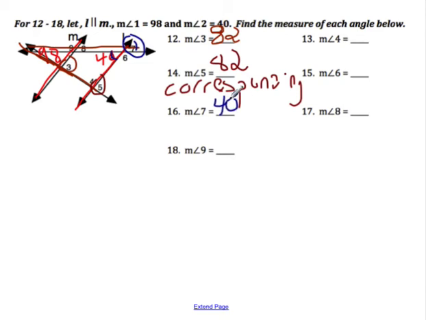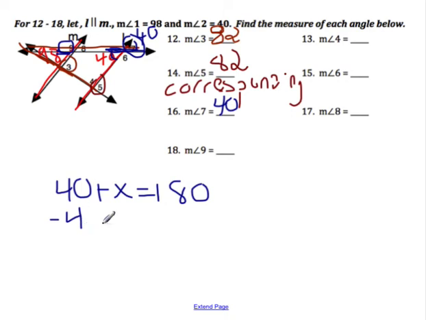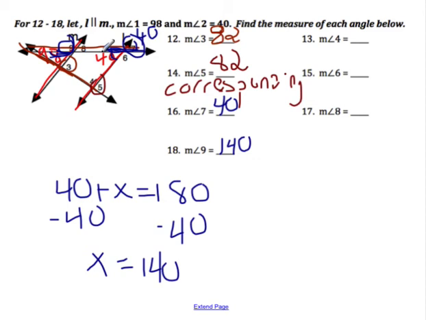Next, let's take a look at the measure of angle 9. I don't know the measure of angle 9. What I do know is that angle 9 corresponds with this angle right here, so they would have the same measure. I don't know that angle, but I do know that the measure of angle 7 is 40, and that angle and this angle have to add up to 180. So 40 plus whatever that angle is has to be equal to 180. So I'm going to subtract 40 from both sides, and I get that x is equal to 140. So the measure of this angle right here is 140 because it corresponds with this angle.